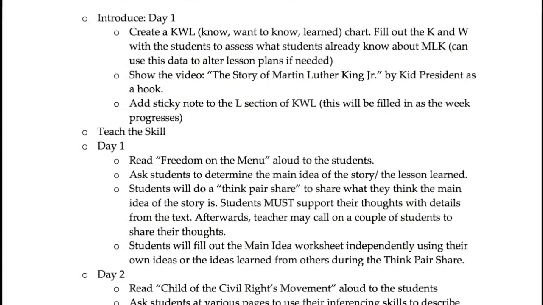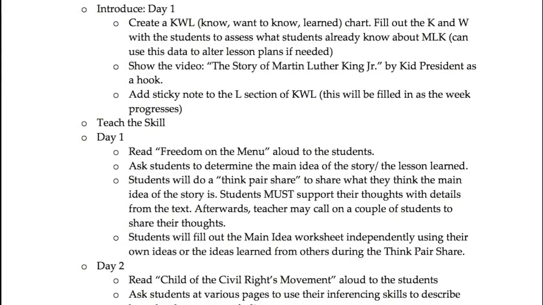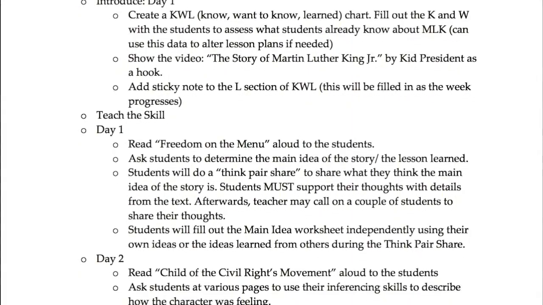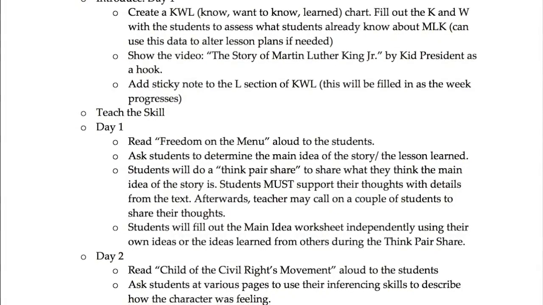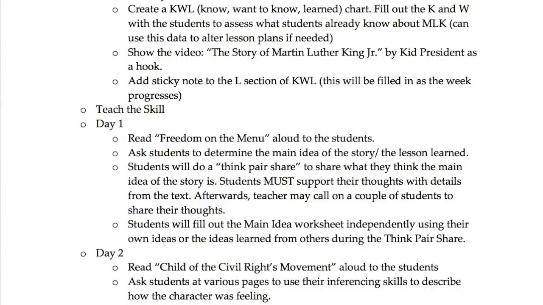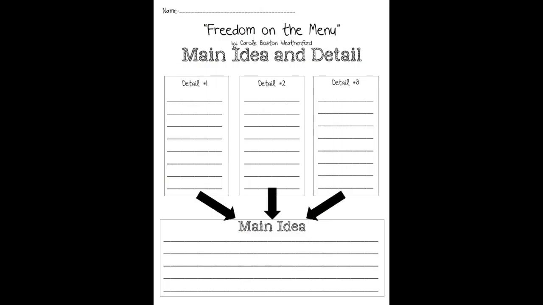After the video, the teacher will read Freedom on the Menu to the students and then ask the students to determine the main idea of the story by doing a think, pair, share. The students must support their thoughts with details from the text when they're sharing. Afterwards, the teacher can call in a couple of students to share. The students will finally fill out the main idea worksheet independently using their own ideas or ideas learned from others during the think, pair, share.